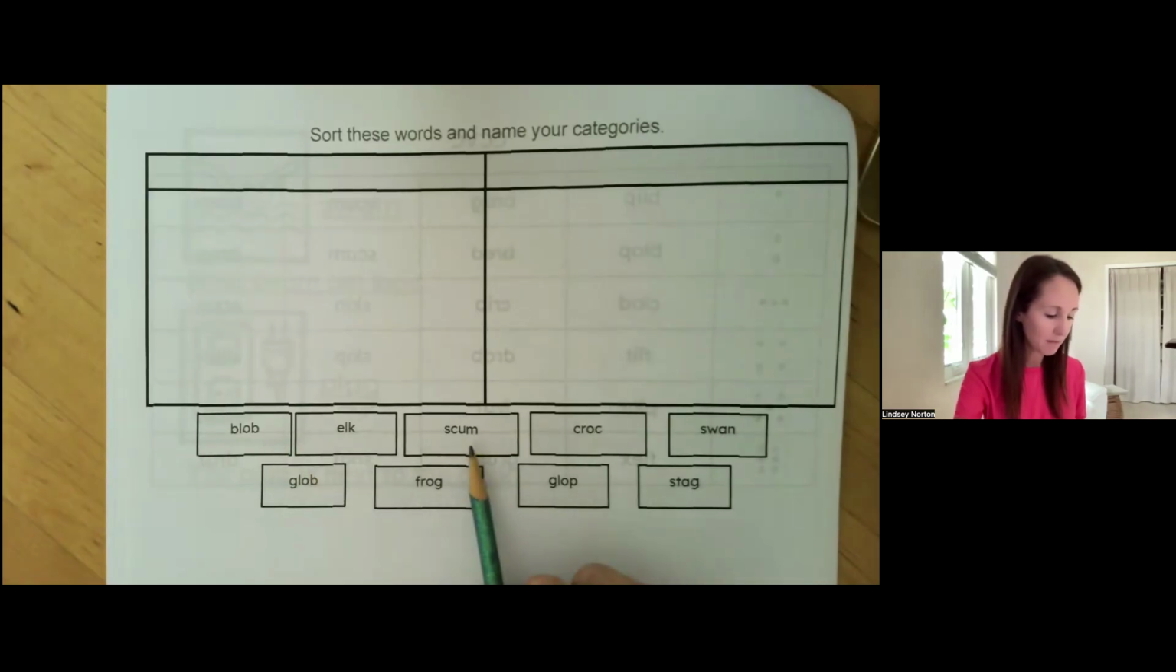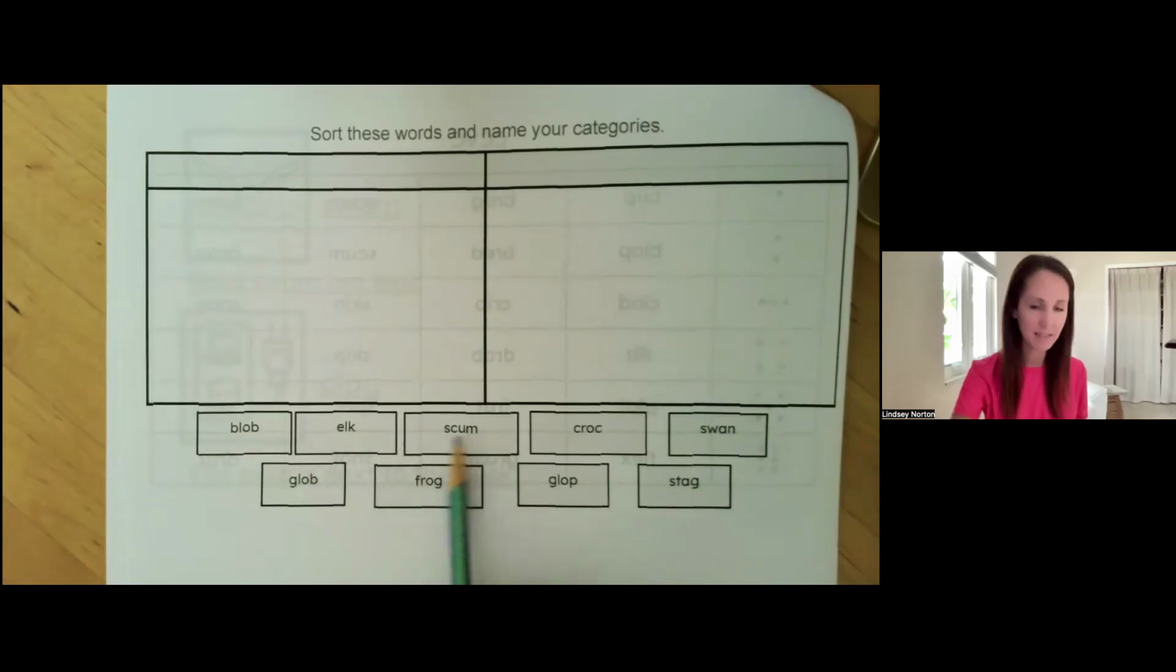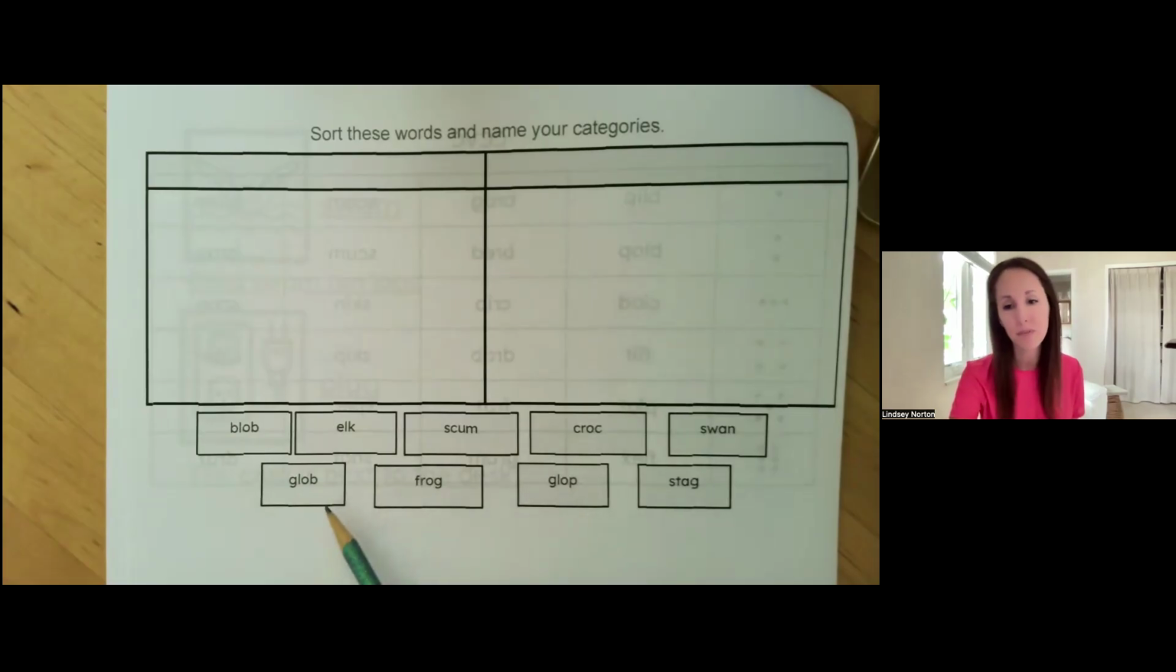At first they might say, I don't know, but if I step back, I notice that sometimes they'll come up with really great ideas that I didn't even think of. So I'm listening for them to say something like, "Oh, they're kind of goopy things," or they're liquid things, or they're gross things. All things that I would accept, because I would say, "Okay, let's look at the other words left over." Is glop kind of associated sometimes with grossness? For sure. A glob of something could sometimes be associated with grossness.